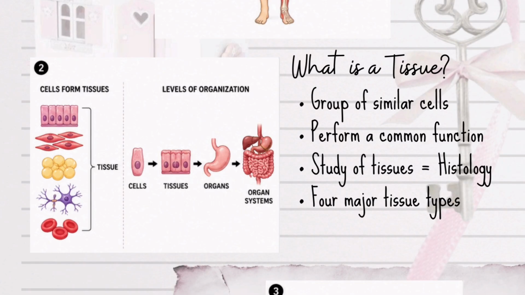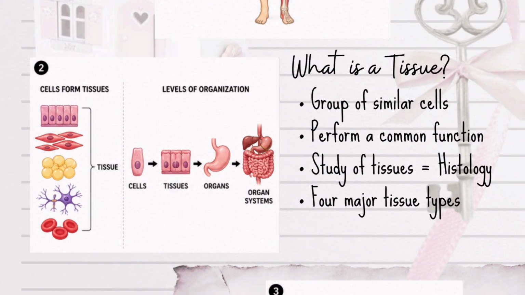When cells with similar structures join together to perform the same job, they form a tissue. A tissue is simply a group of similar cells that work together to carry out a common function. The study of tissues is called histology, an important branch of anatomy that helps us understand both normal body structures and diseases.